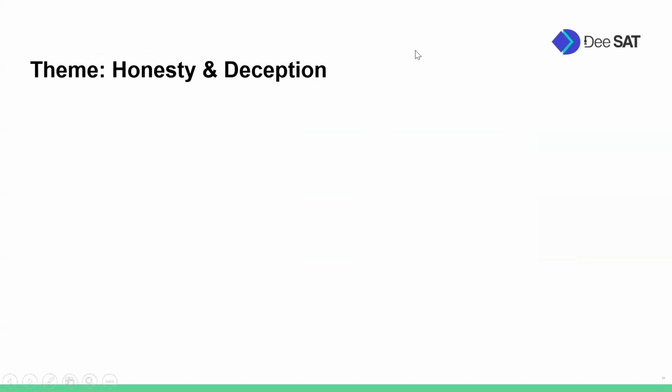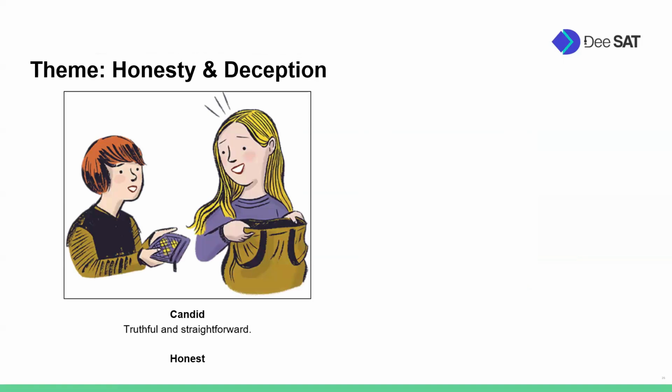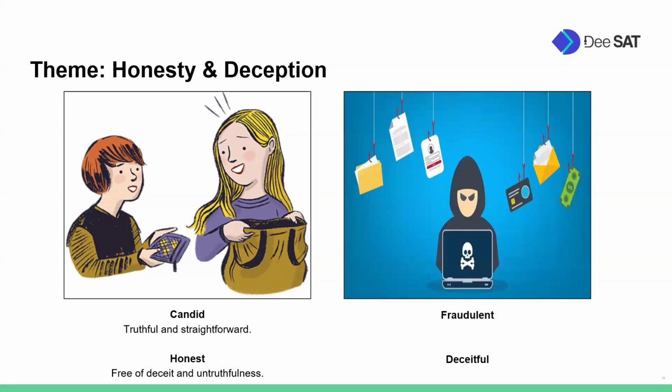Honesty and deception. Candid. Hey, please take a candid picture of me, which means something for which you're not specifically posing. Instead, it is very clear and honest. It is transparent. Candid and honest both mean something which is straightforward, with no deception involved. On the other hand, fraudulent and deceitful would be the opposite. Fraudulent means a person who is involved in deceiving someone. And similarly, deceitful also means a person who is guilty of deceit or misleading a person.